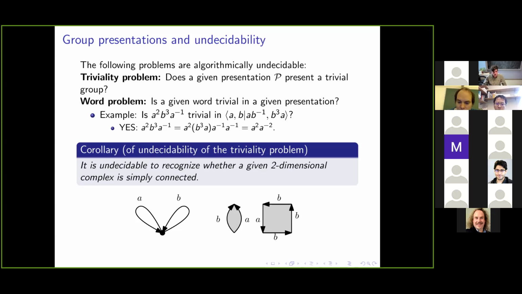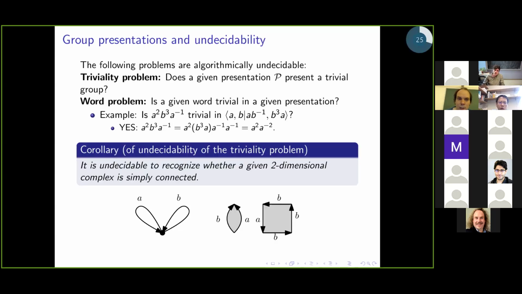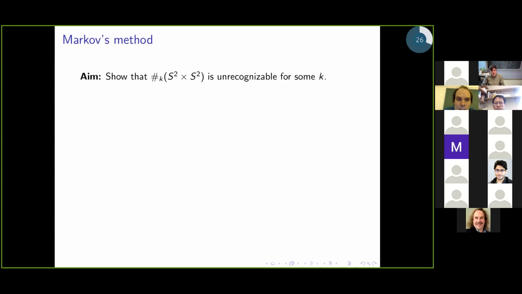I have included this construction because I will need it also later on. But now let me go more into the topology and into the original problem. And now let me try to describe Markov's original method in general.